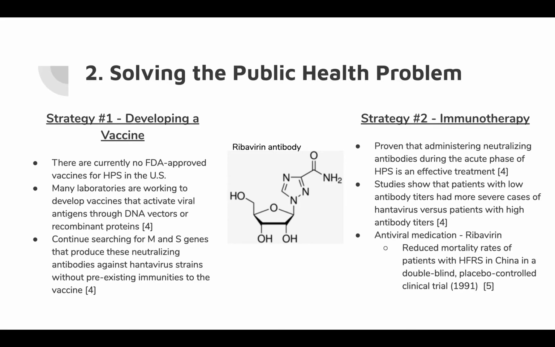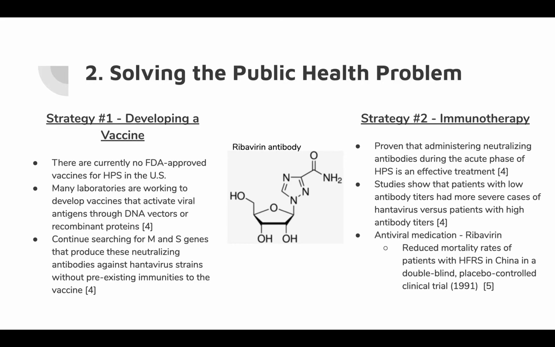One major concern about introducing a vaccine is the possibility of a mass production of the virus. However, there are many laboratories working to develop a vaccine that will activate viral antigens through DNA vectors or recombinant proteins to limit the severity of the disease. Since hantavirus is an RNA virus, scientists are searching for M and S genes that will produce neutralizing antibodies against hantavirus strains without any pre-existing immunities to the vaccine.